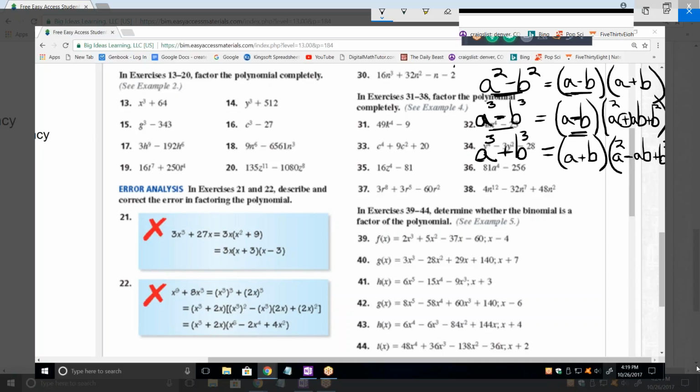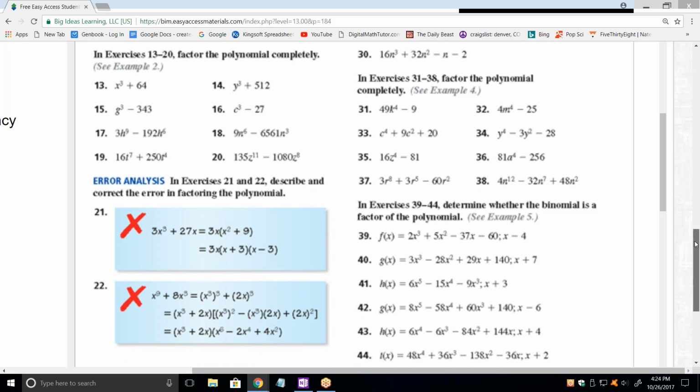And the middle term always has the opposite sign of the first term, including that. That's a plus instead of a minus. That's a plus instead of a minus. That's a minus instead of a plus. Now, let's apply that to these problems.